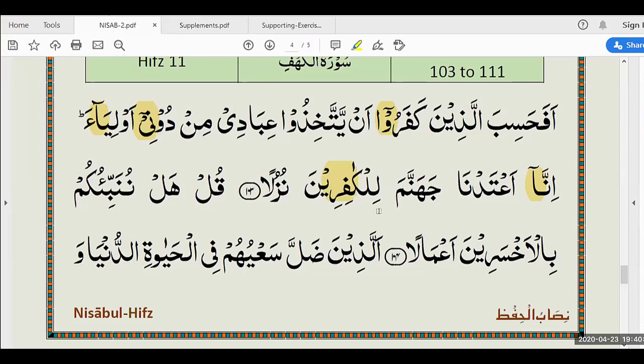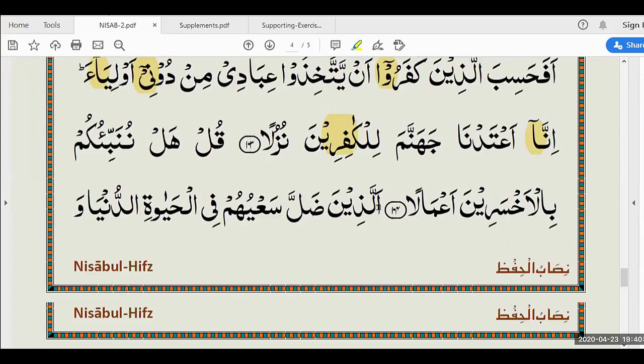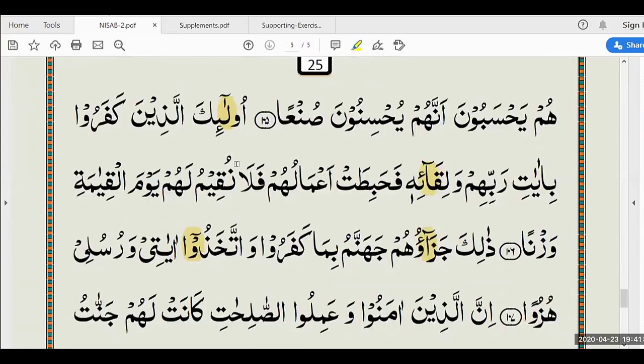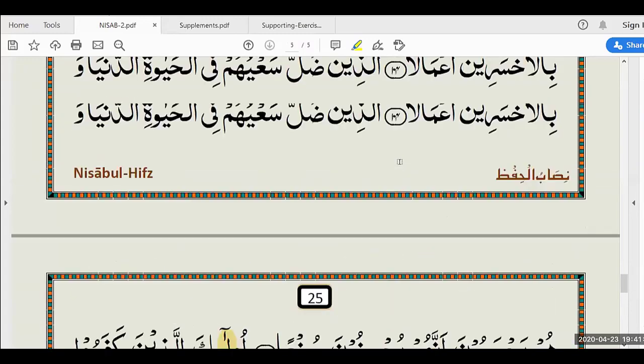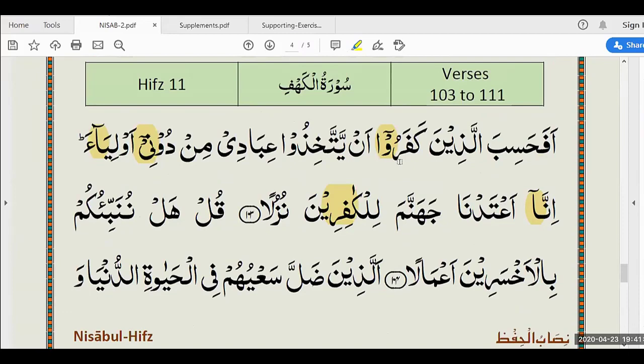Okay. So all through this surah, I've highlighted all of them that appear, and I'll discuss them as we go along. Please read the first 2 verses for me.